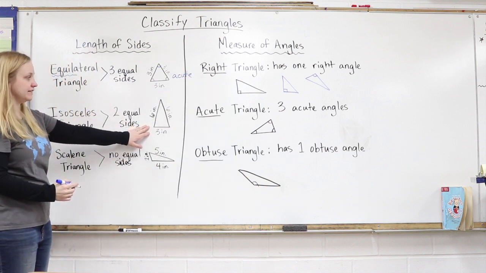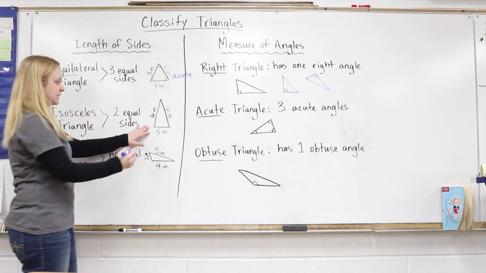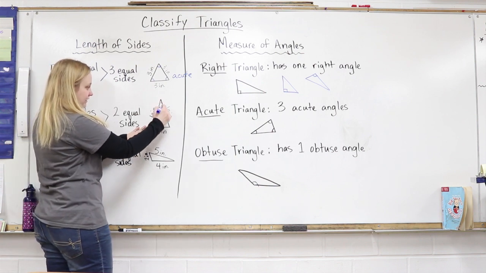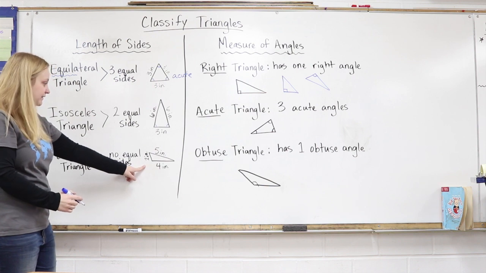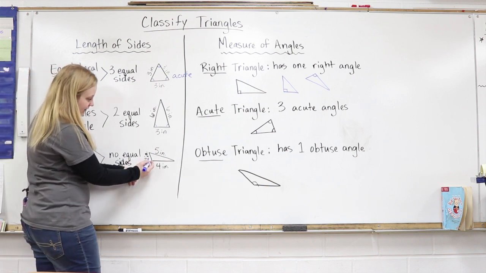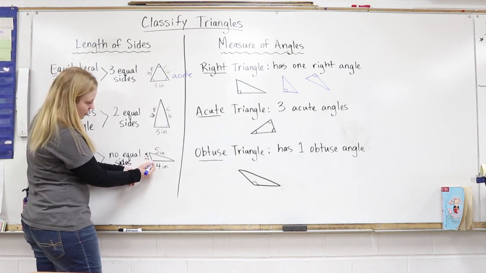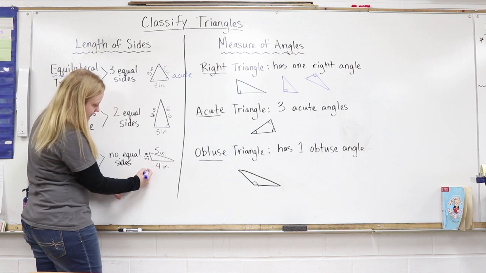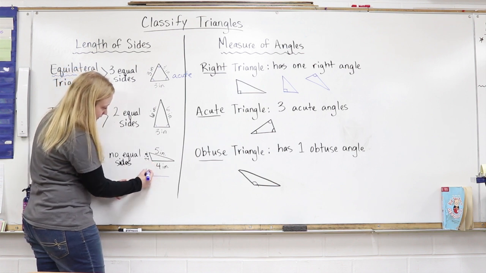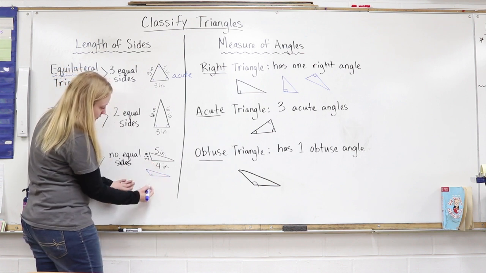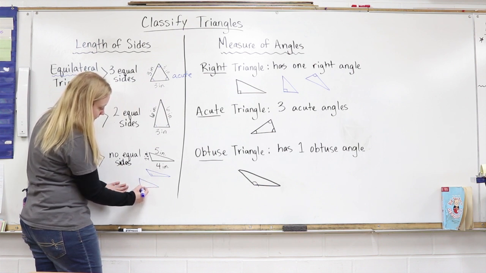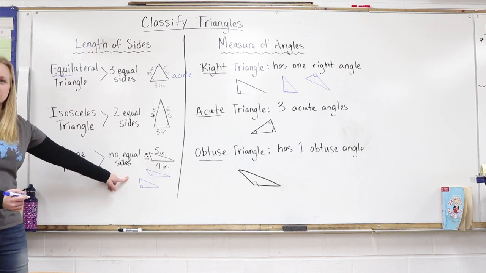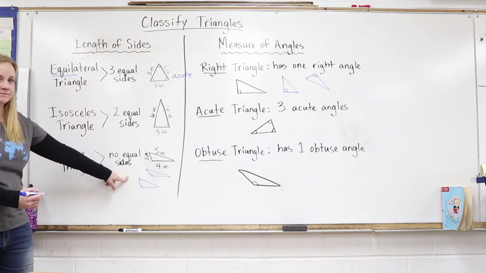This one is an isosceles, and it also looks like an acute triangle. This one is a scalene, and it looks like it could be a large angle there. You could have a scalene that has an obtuse angle, or you could have a right scalene. So you can name them by more than one thing.